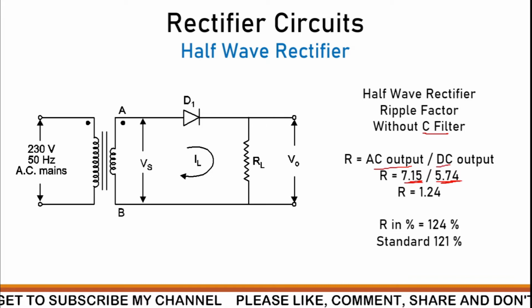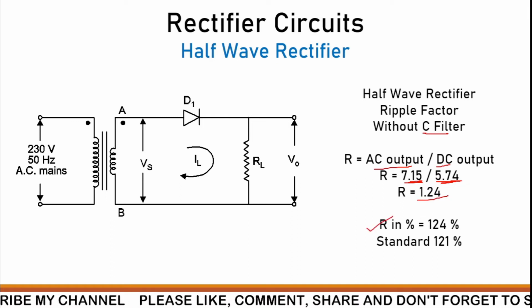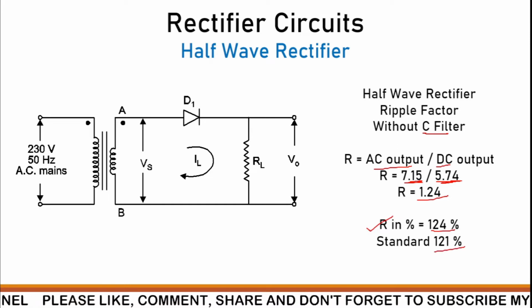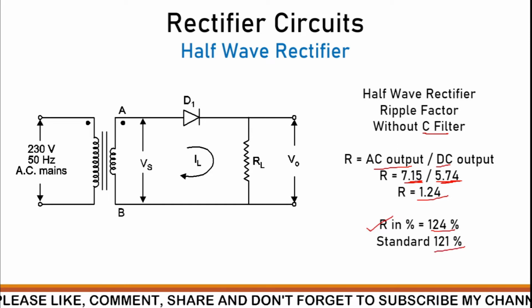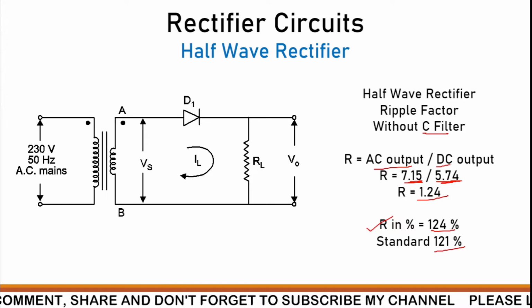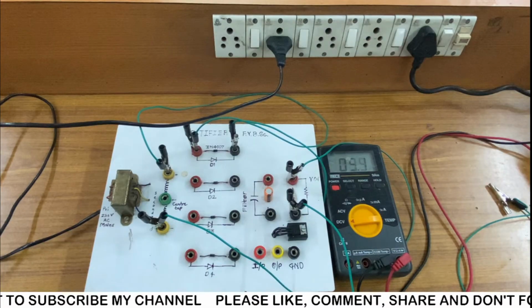If we calculate the ratio, it is 1.24, and in percentage it is 124 percent. The standard is 121. We are very close to the standard reading for the half wave rectifier circuit. So we'll see how the readings with C are. I'm switching off the supply.